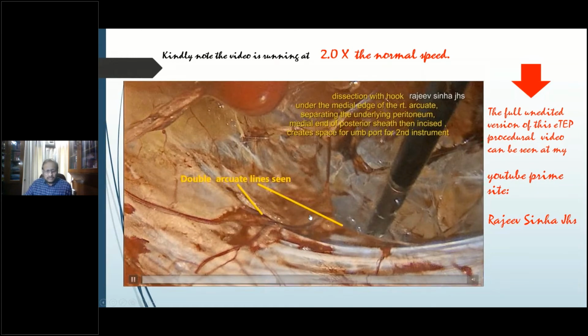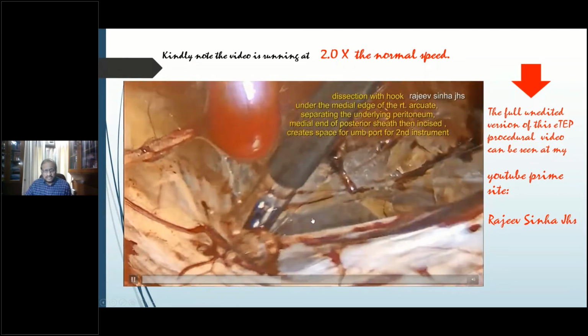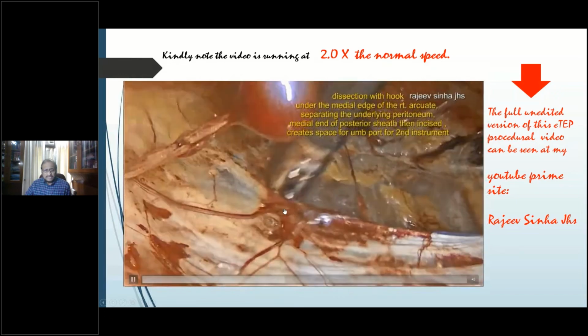Now comes the time when you have to separate the peritoneum from the undersurface of the posterior sheath with the help of blunt dissection. Why?